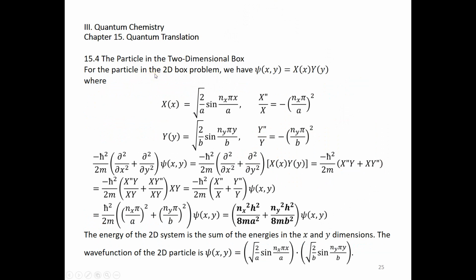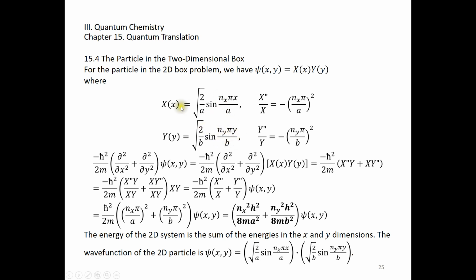For the particle in the two-dimensional box, we have the wave function of x and y equal to a wave function of x only times a wave function of y only. The x function is the square root of 2 over a sine n pi x over a. The function of y is the square root of 2 over b sine n pi y over b. Again, these two quantum numbers may be different, so we need to use n sub x and n sub y to denote the quantum numbers in these two directions.